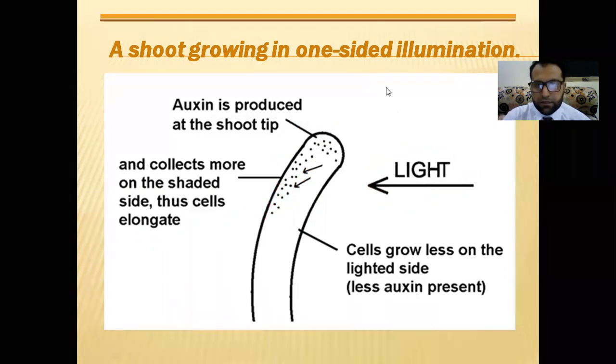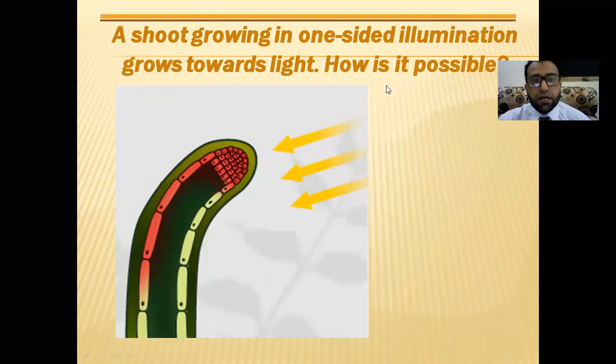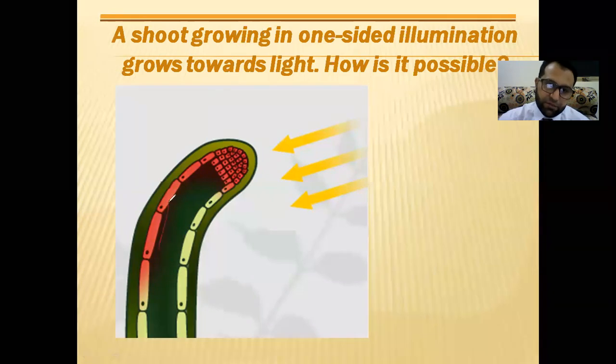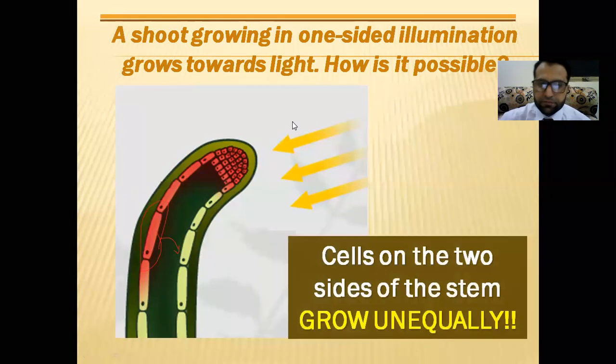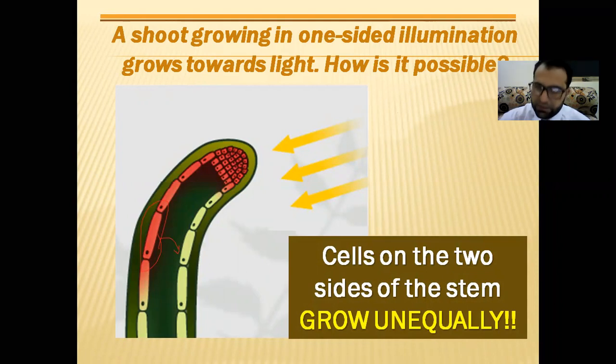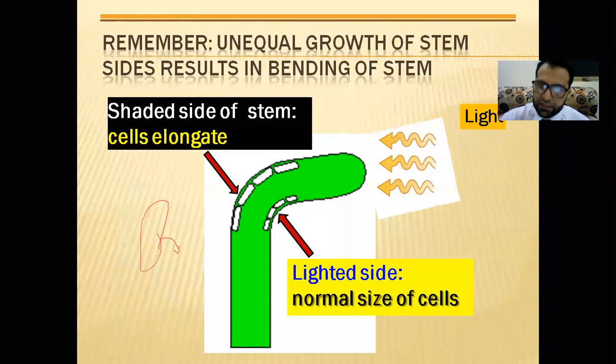Hope it's clear, right? A shoot growing with one-sided illumination grows toward the light. How is it possible? Because of elongation of these cells. You can see this cell elongates more as compared to this cell. Why? Because auxin accumulates here on the shaded side. Cells on the two sides of the stem grow unequally. Because of that, it moves toward the light.